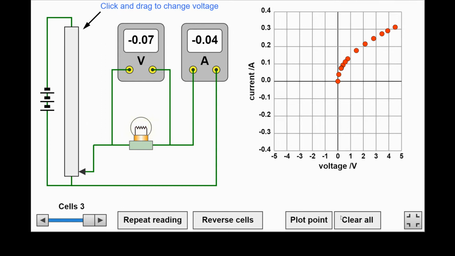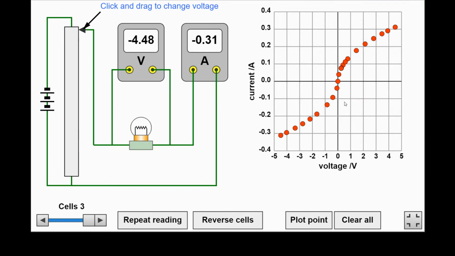And if I reverse the cells, we'll be able to see that this process happens very similarly in the opposite direction. And what we end up with is a graph that looks a bit like an S. It is symmetrical, it is exactly the same. It doesn't matter which way the current is flowing around the circuit. We get this S shape where it's almost straight between -1 volt and 1 volt, but then we've got this quite definite curve.